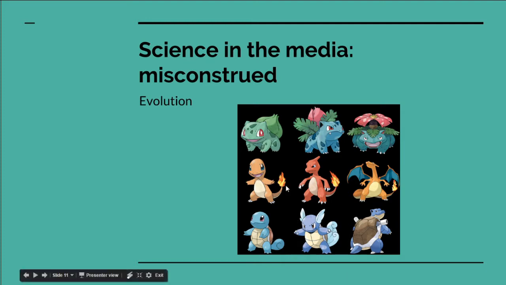And the example is that this little guy, green guy right here, evolves into this guy when he gets strong enough, and then he evolves into this guy.